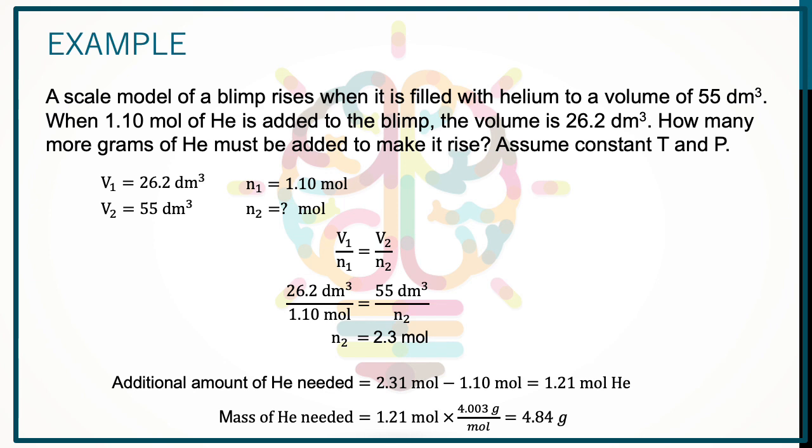When 1.1 mole of helium is added to the balloon, the volume is 26.2 dm³. How many more grams of helium must be added to make it rise? Assume constant temperature and pressure. So for this one you need to use Avogadro's law, V1 over N1 equals V2 over N2, because it's a constant temperature and pressure. Just substitute all the values into this formula.